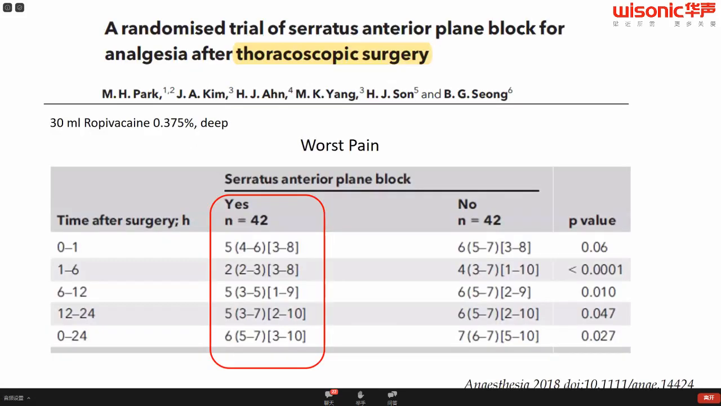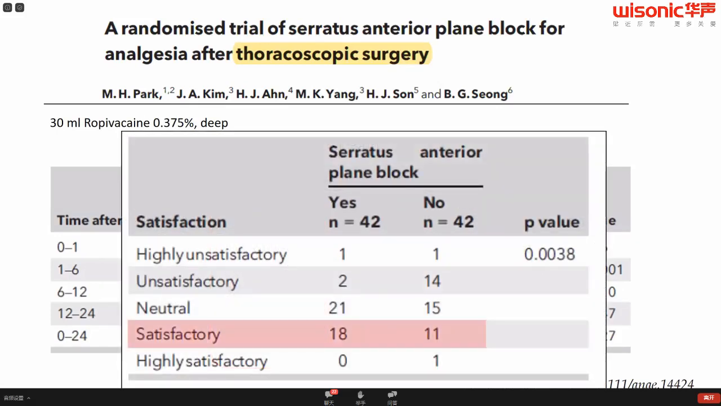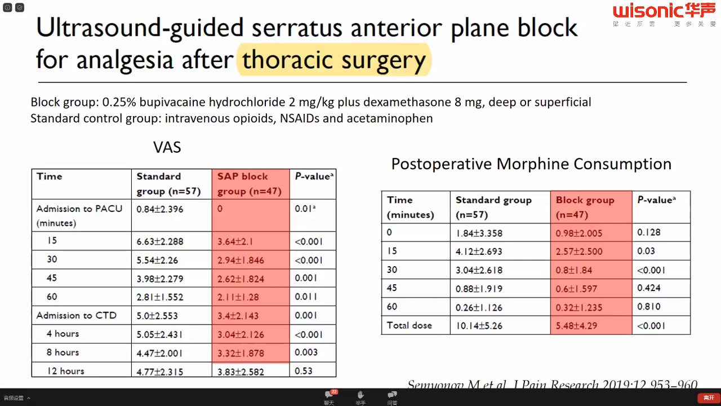In this study, the serratus anterior plane block was compared with IV opioids in patients undergoing thoracoscopic surgery, and the authors found that the worst pain was also lower in patients receiving the serratus anterior plane block, and patients were highly satisfied with it compared to IV opioids. Another study also showed that the serratus anterior plane block was very effective as an analgesic after thoracic surgery. Here, the SAP block was compared to standard IV opioids, and the pain scores and the morphine consumption were lower in the SAP group.